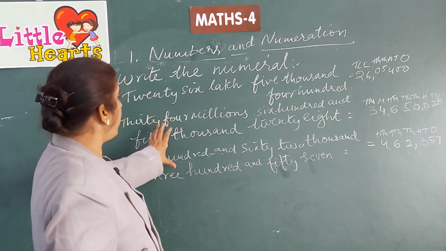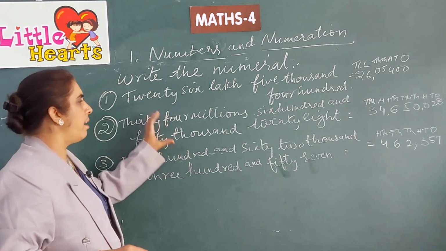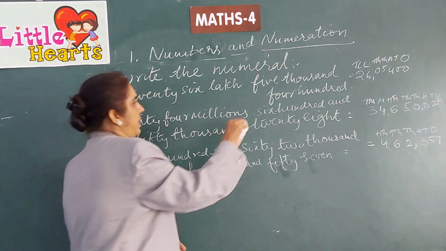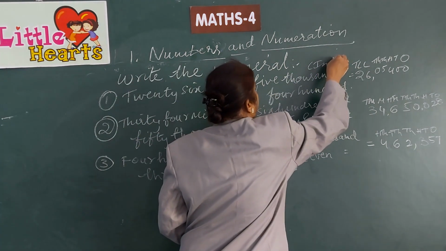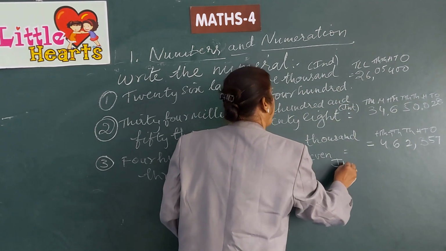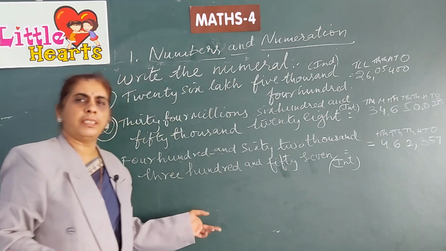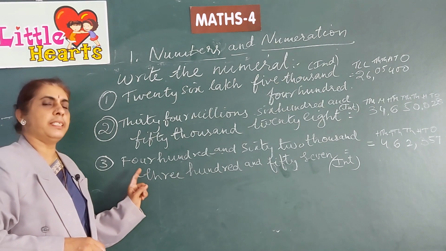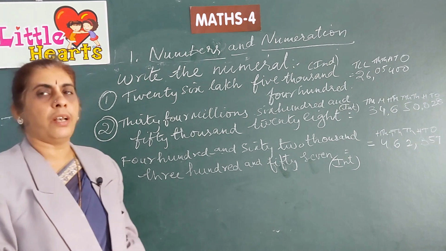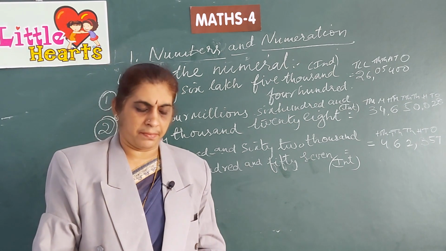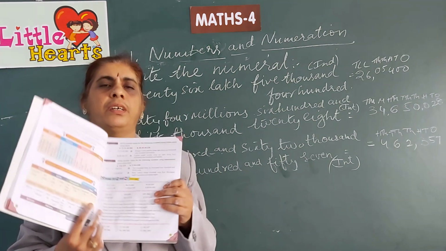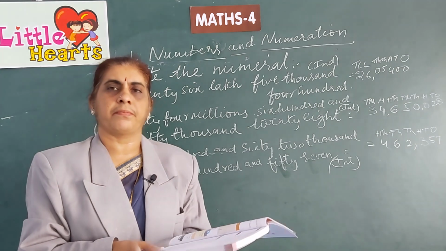So first you have to identify whether the number name is in the Indian system or international system. This is Indian, international, international. According to the places and commas, you can easily identify whether the number is in the international or Indian system. So the exercise is given on page number 19 in your textbook. You can complete it. Thank you.